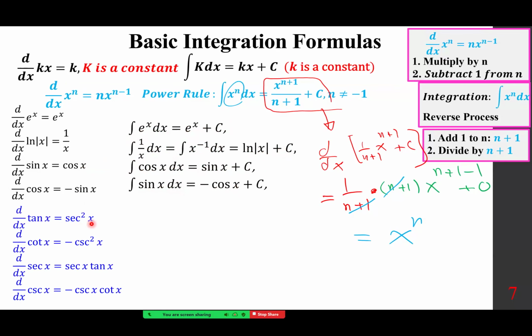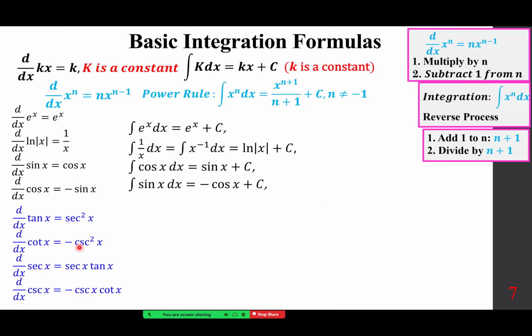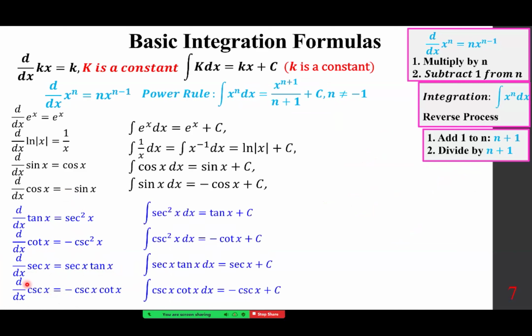The derivative of tan x is secant squared. So the integral of secant squared dx is tan x. This one, the integral of cosecant squared dx is minus cotangent x plus a constant. This one, the derivative of secant is secant x tan x. So the integral of secant x tan x dx is secant x and a constant. The derivative of cosecant x is minus cosecant x cotangent x. So the integral of cosecant x cotangent x dx is minus cosecant x and a constant.